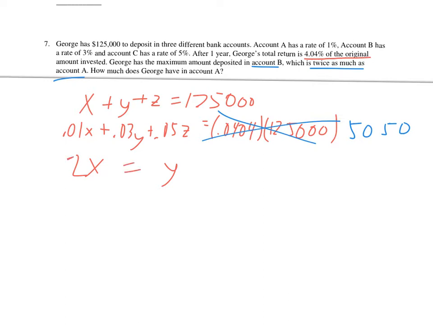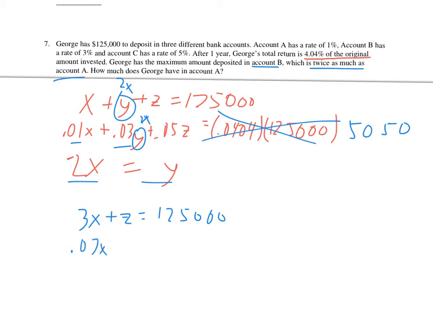All right, so now I would do some substitution here. I can plug in 2x for both of these y's right here. And using that last equation, if I break this down by combining like terms, I get 3x plus z equals 125,000. And then I have 0.06x and 0.01x, so that's going to be 0.07x plus 0.05z equals 5050.